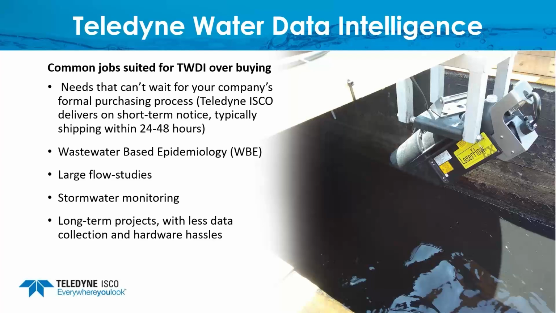Where they're used typically, a good example would be the water-based epidemiology, which would be your COVID or opioid detection. Having a flow meter trigger these type of studies basically gives you defensible data. So if anything comes into question, these flow meters will have that data stored with them. And then of course on your reports, all that is included with that. It's great for large flow studies, stormwater monitoring, and long-term projects.